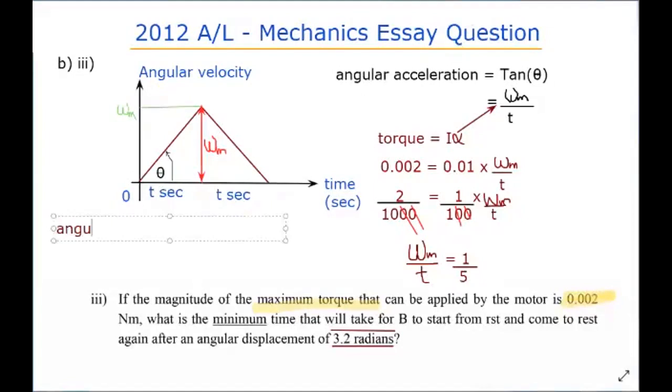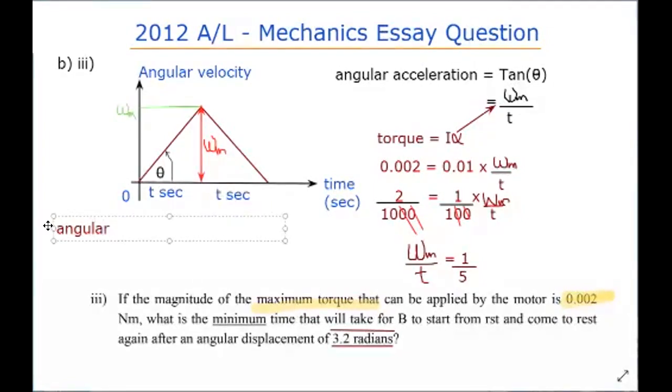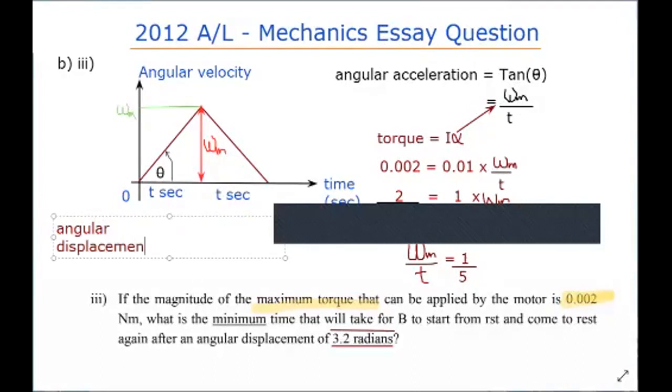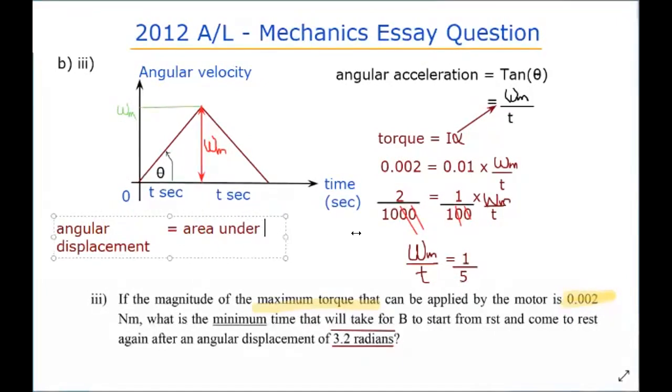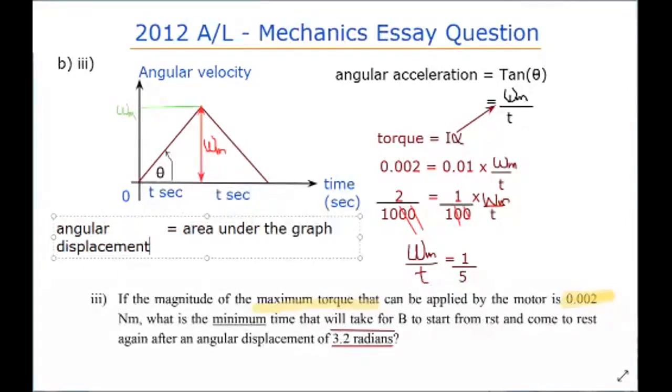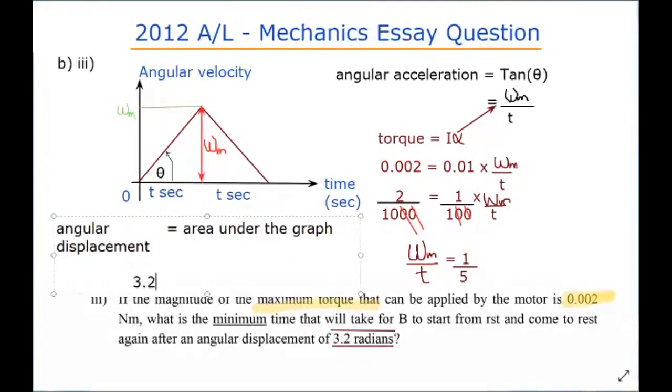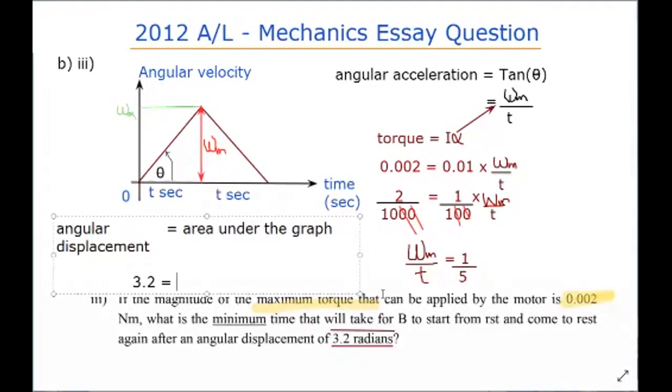So what is angular displacement here? That is area under the graph. Am I right? Yes, sir. Right. Area under the graph. So they have given the angular displacement. What should be the angular displacement? 3.2 radian. Very good. 3.2 radian equals area under the graph.